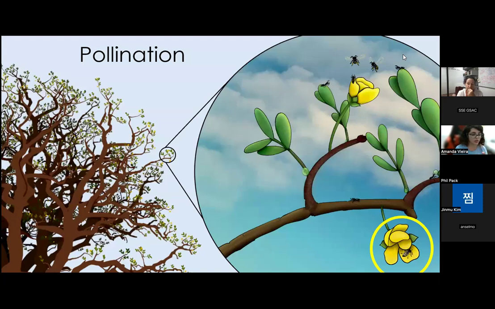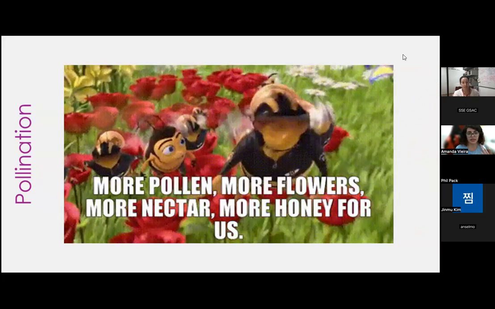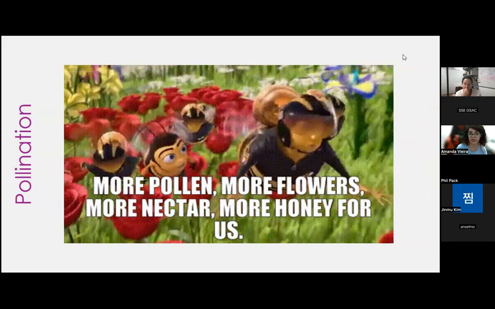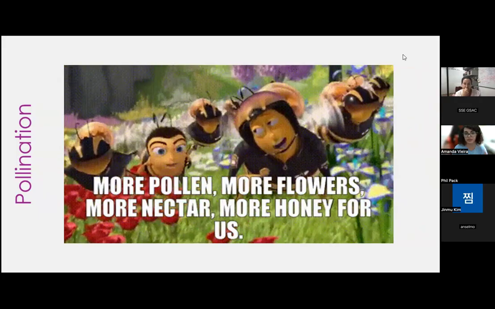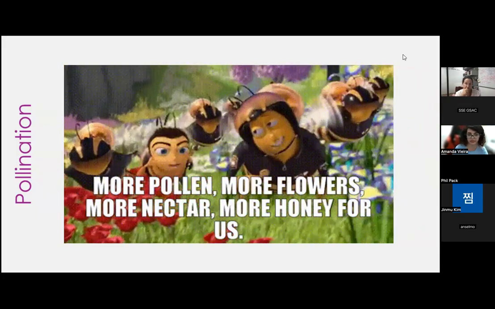When you think about pollination, pollinators visit the flower, they get the pollen, and then transfer the pollen to another flower, which could generate a seed set. And this is a good interaction for pollinators and for plants, because plants get the pollen transfer, and pollinators get the nutritional resource, usually pollen or nectar.